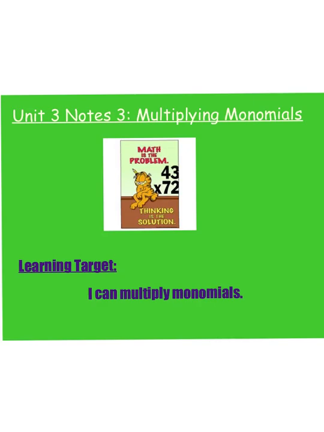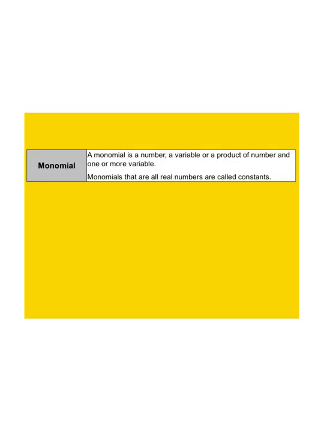We're going to go ahead and look at multiplying monomials now. So a monomial is a number, a variable, or a product of a number and one or more variables. Remember, product means that I am just multiplying. So if I take 3xy, that's a monomial. I'm multiplying 3 times x times y. Monomials that are just real numbers are called constants. So if I have something that says 9 or plus 9, that 9 is my constant. It doesn't have a variable with it at all. It's just a number.